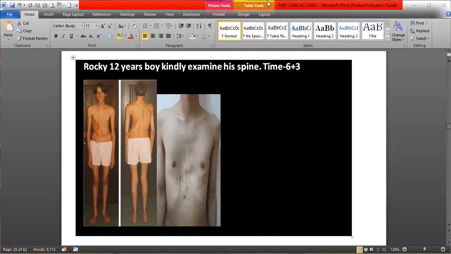And avoid lifting heavy weights. If I am 3 minutes, Dr. Nisha, 3 minutes over.